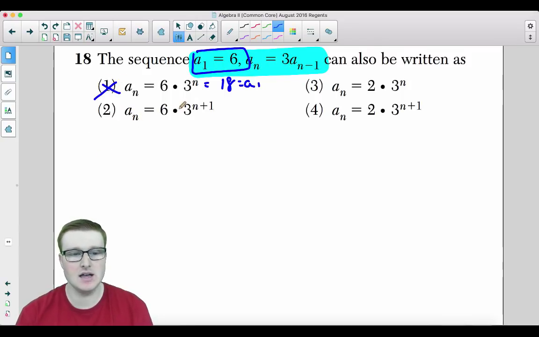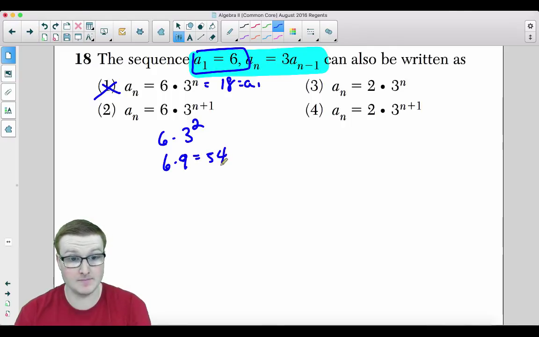A sub n equals 6 times 3 to the n plus 1. Well, n, we're going to make it 1. 1 plus 1 is 2, so we get 6 times 3 squared. That's 3 times 3, which is 9. So 6 times 9, that gives you an answer of 54. That's a sub 1. That is not 6. Let's take a look at choice 3.